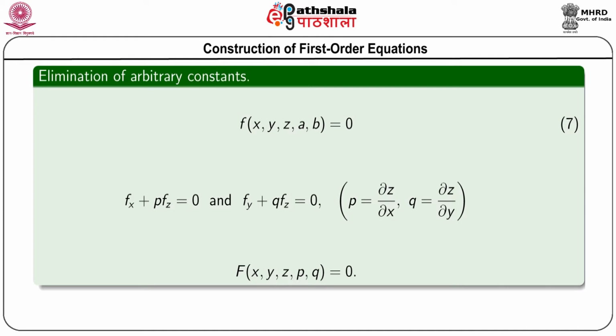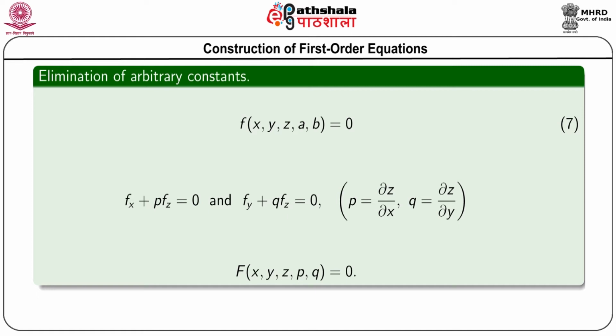Now, if we differentiate equation 7 with respect to x and y respectively, we will get the equations f_x plus p f_z equals 0 and f_y plus q f_z equals 0, where p equals del z del x and q equals del z del y.